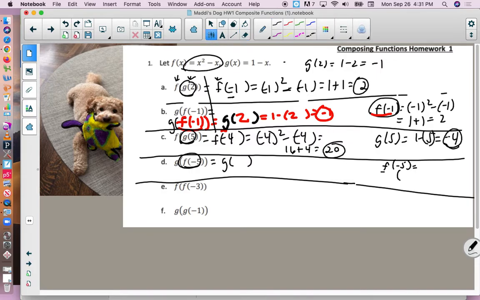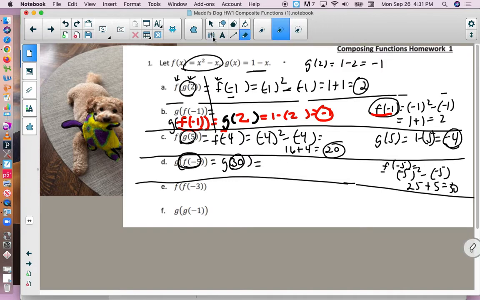And we have blank squared minus blank. Then we'll put in negative 5. So it gives me 25 minus a negative, or plus 5. Gives me 30. So I'm going to find g of 30. So I go to function g. Follow your directions, find f of negative 5. When you get that answer, fill it into function g, which is 1 minus x. G of x is 1 minus 30, and so you get negative 29.